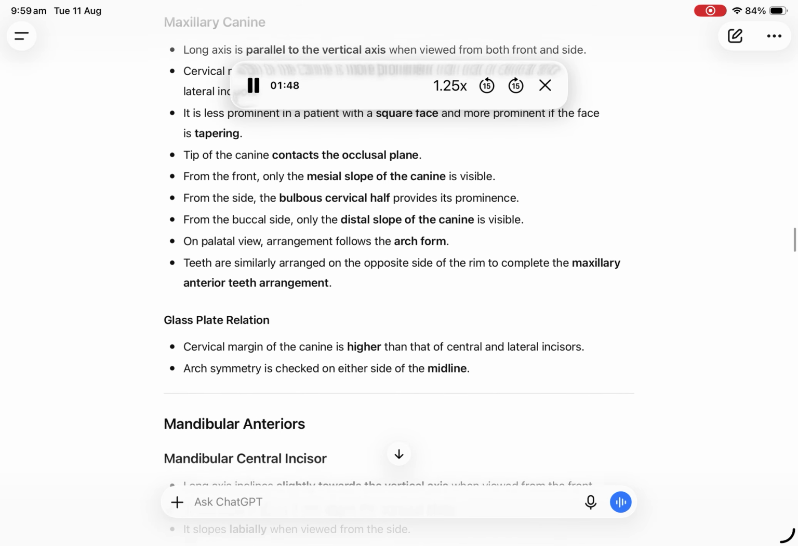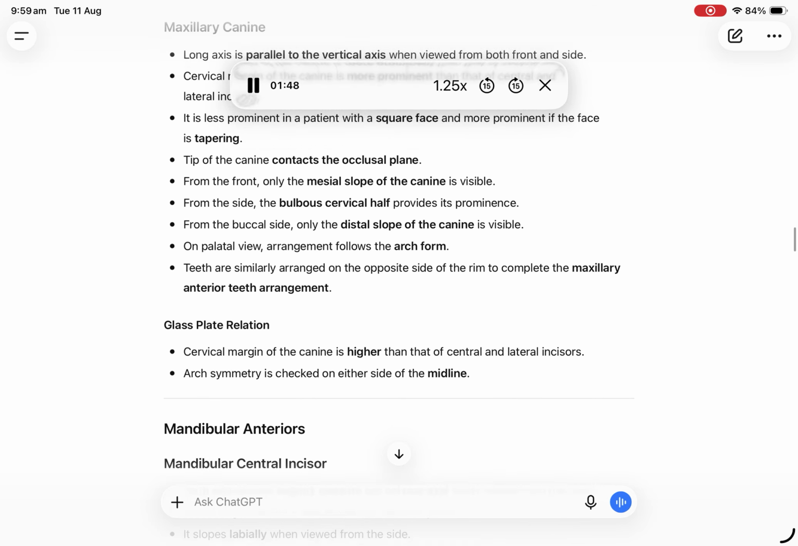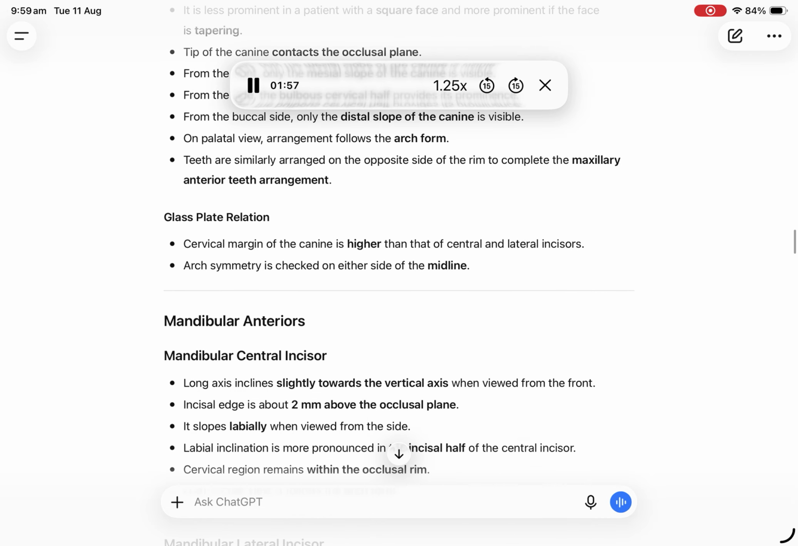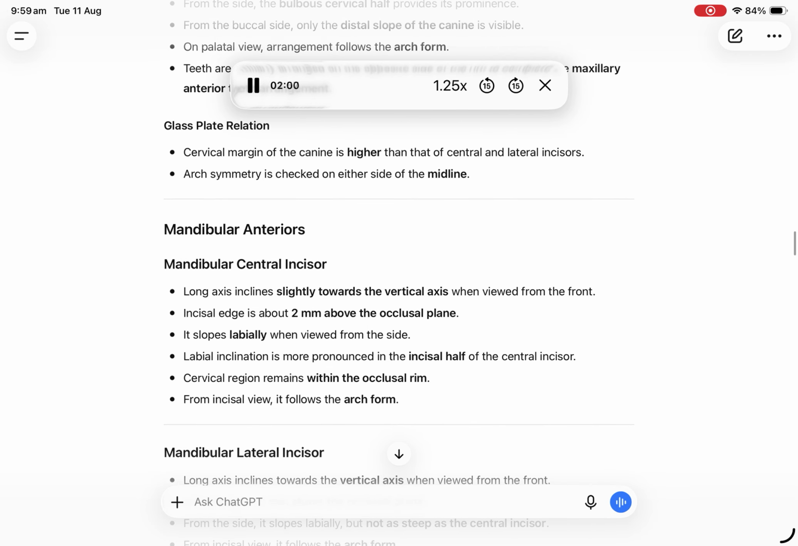Glass plate relation: the cervical margin of the canine is higher than that of the central and lateral incisors. Arch symmetry is checked on either side of the midline. Mandibular anteriors. Mandibular central incisor: the long axis inclines slightly towards the vertical axis when viewed from the front. The incisal edge is about 2 millimeters above the occlusal plane.